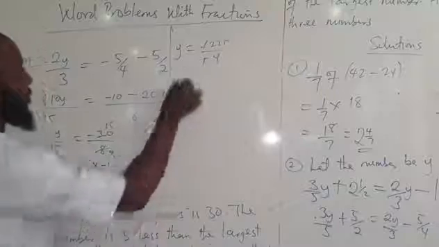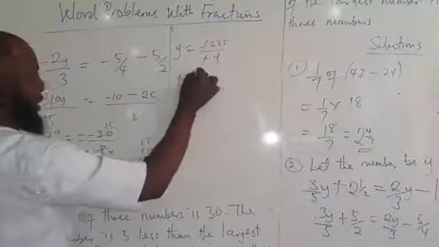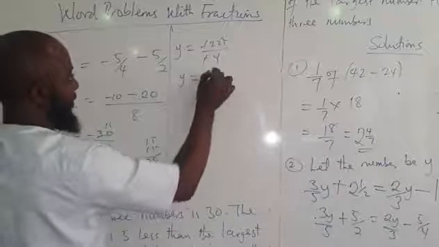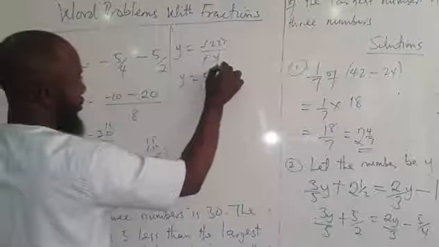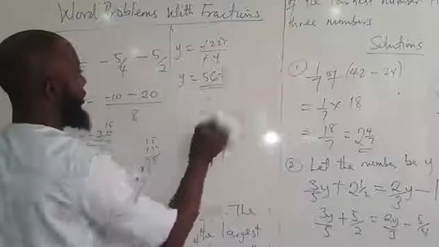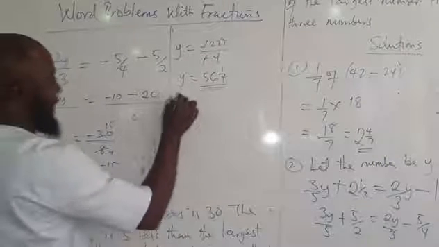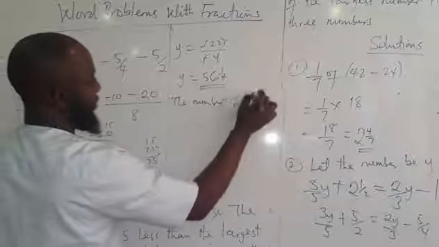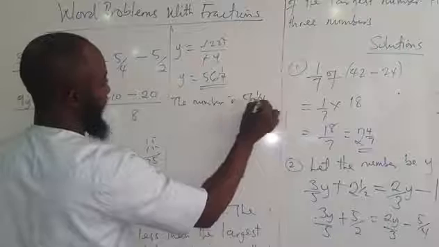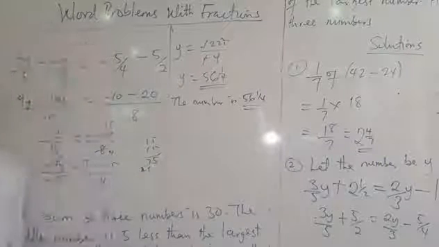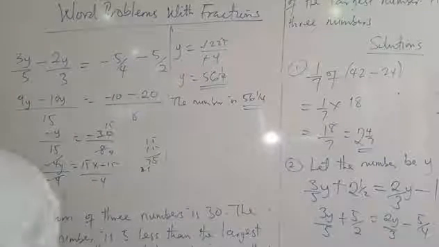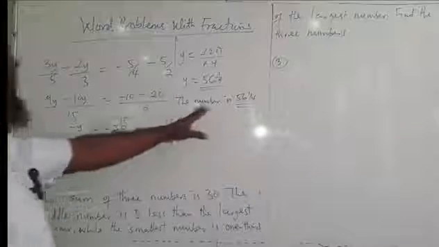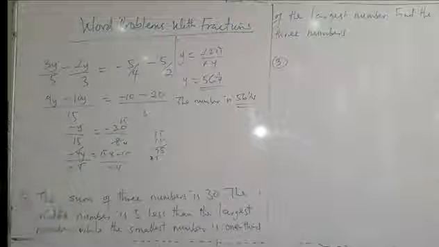So y equals, 4 into 22 is 5, remainder 2, 4 into 25 is 6, remainder 1, all over 4. So we can conclude that the number is 56 whole number 1 all over 4. I hope this is clear, right? Alright, that is that on this. So the number is 56 whole number 1 all over 4.